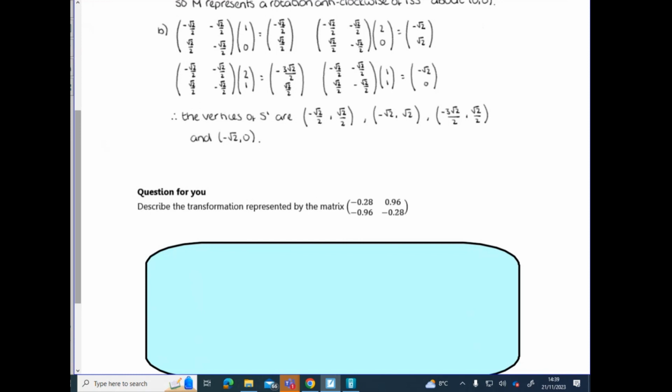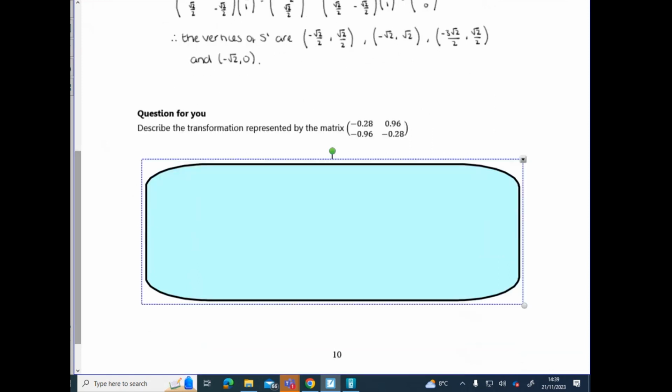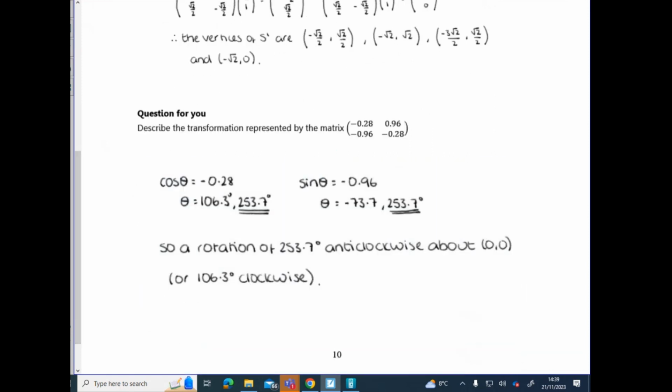So the second question for you, again, compare this to the matrix from the formula sheet and solve. So you get cos theta equals minus 0.28, and you get sin theta equals minus 0.96. Solve this for the ones that end up being the same. And this is 253.7. This is a rotation of 253.7 anti-clockwise around the origin. You can turn it into a clockwise rotation if you really want to.